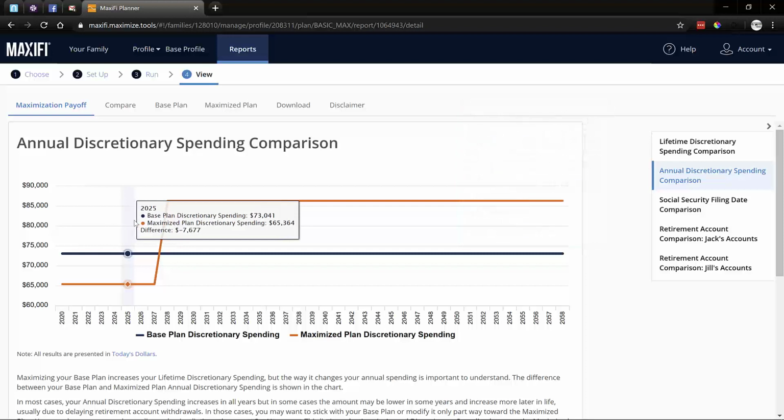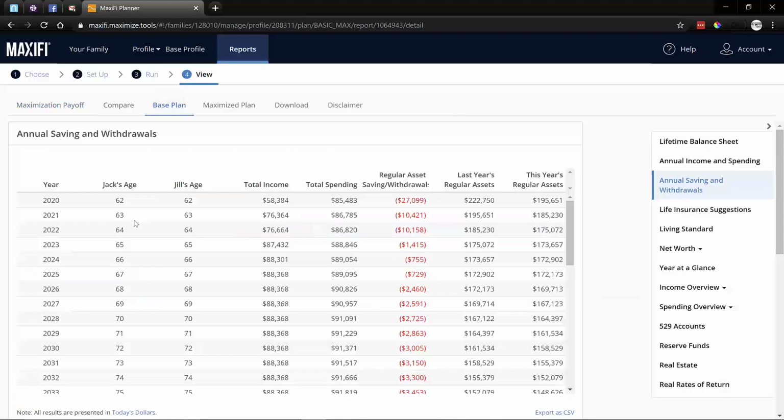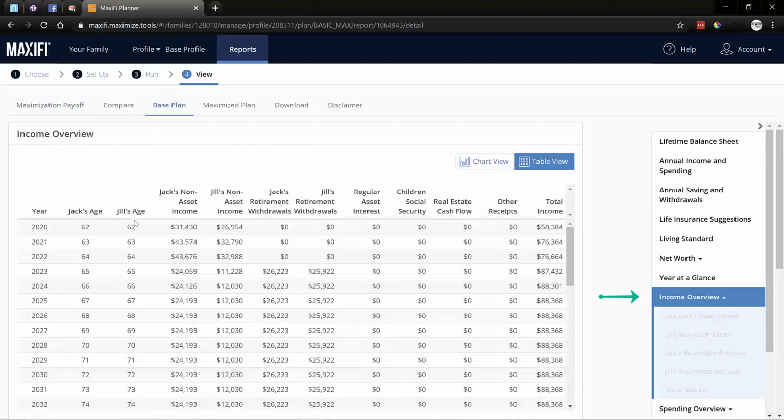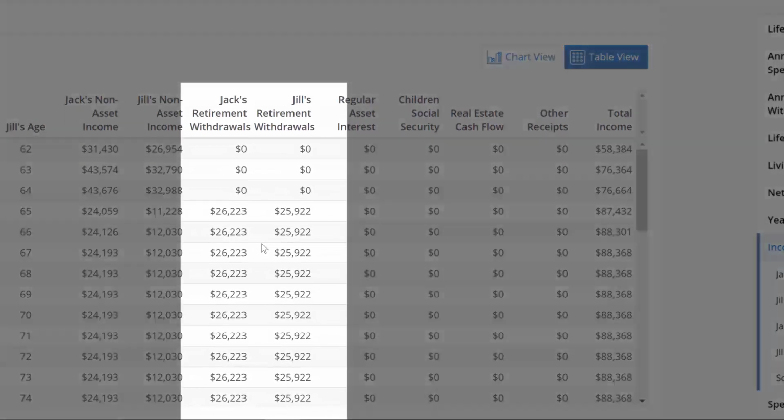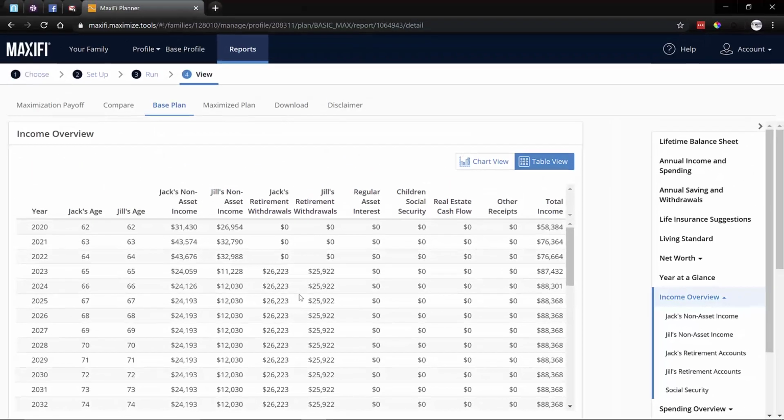We're going to look at their retirement withdrawals here, which are around $26,000 each starting at age 65. And we're going to use special withdrawals to bring some more liquidity into the plan prior to age 70.